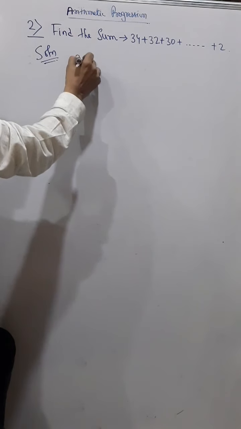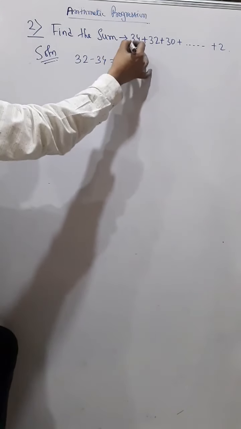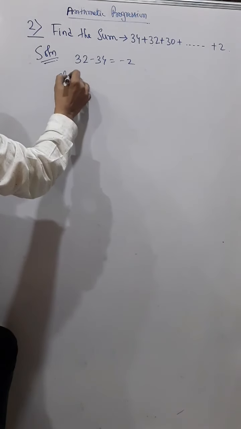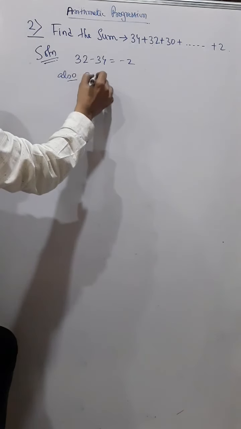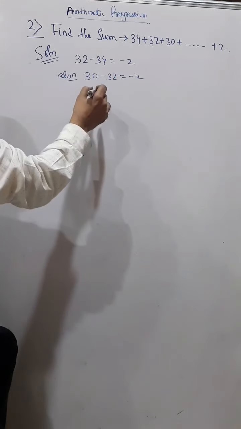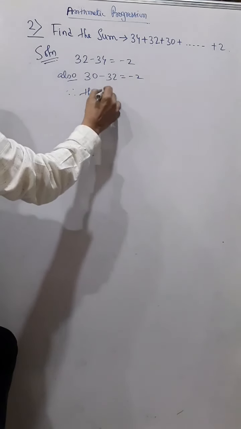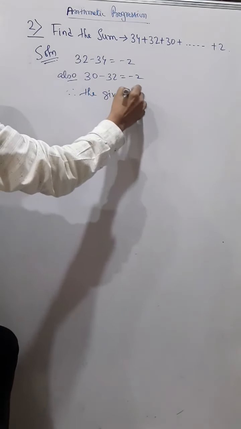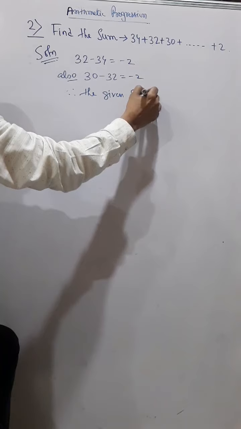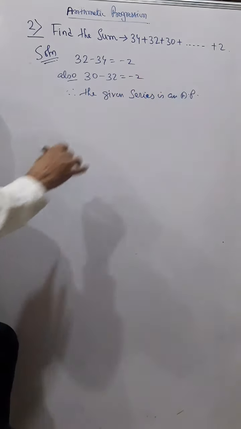32 minus 34 is equal to minus 2, and also 30 minus 32 is also minus 2. So therefore the given series is an AP.